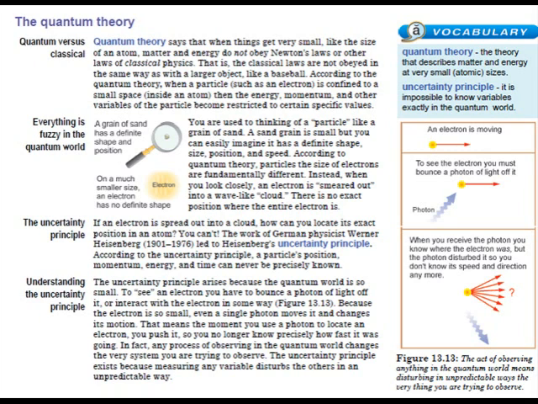That means the moment you use a photon to locate an electron, you push it so you no longer know precisely how fast it was going. In fact, any process of observing in the quantum world changes the system you are trying to observe. The uncertainty principle exists because measuring any variable disturbs the others in an unpredictable way.